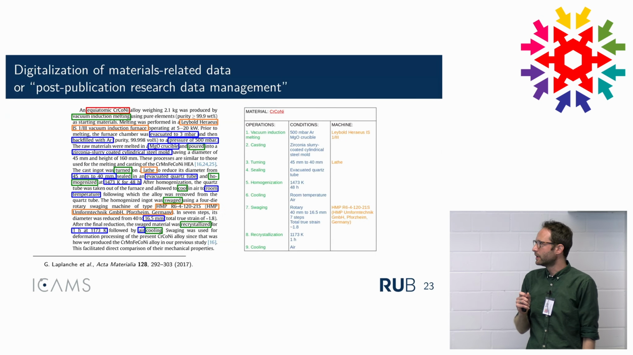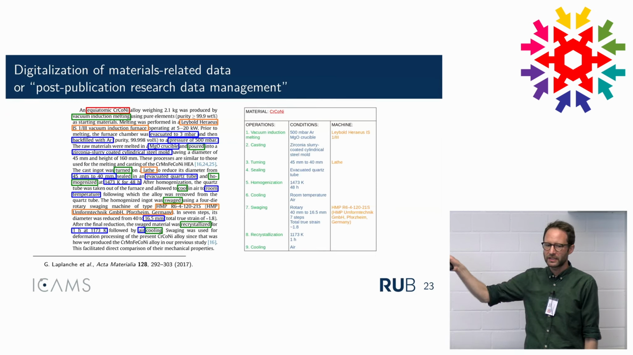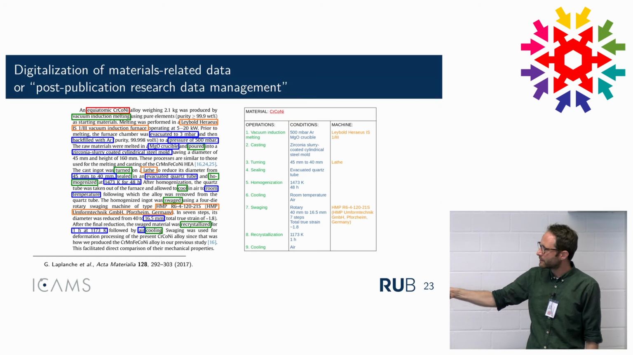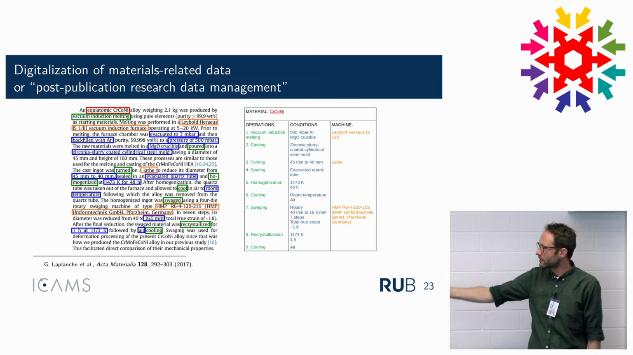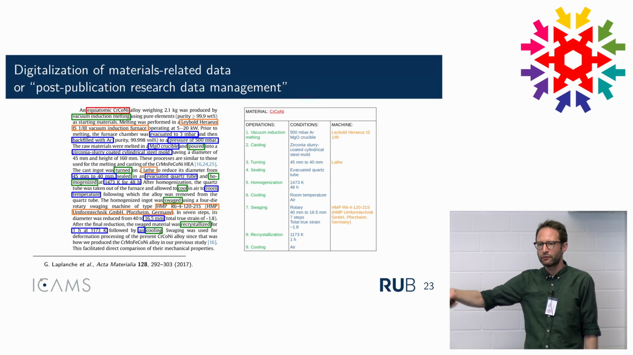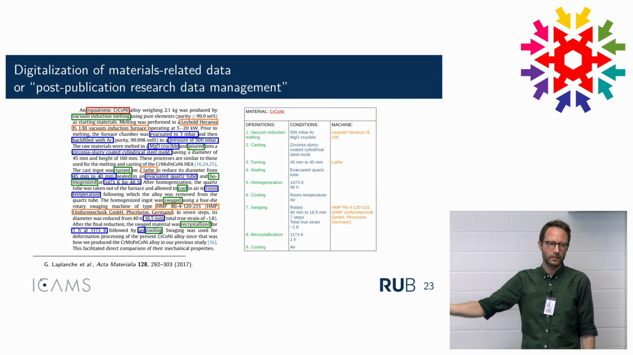The other part is actually extracting structured data sets. This is not automatically colored; this is what I did by hand. I call this post-publication research data management, because this is an abstract from a paper where they describe how they fabricated a chrome cobalt nickel alloy in a given machine with given parameters and so forth. And of course, changes in these parameters will affect the properties of the materials, heat treatments and so on.